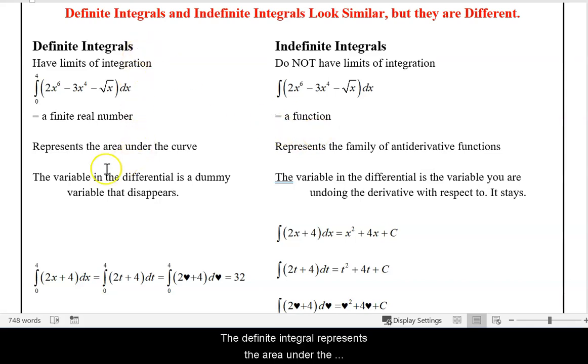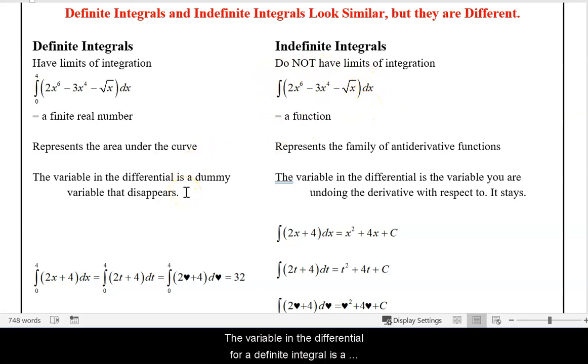The definite integral represents the area under the curve between the curve and the x-axis. On the other hand, the indefinite integral represents a family of antiderivative functions to the integrand. Remember that the integrand is the function that appears between the integral symbol and the differential.